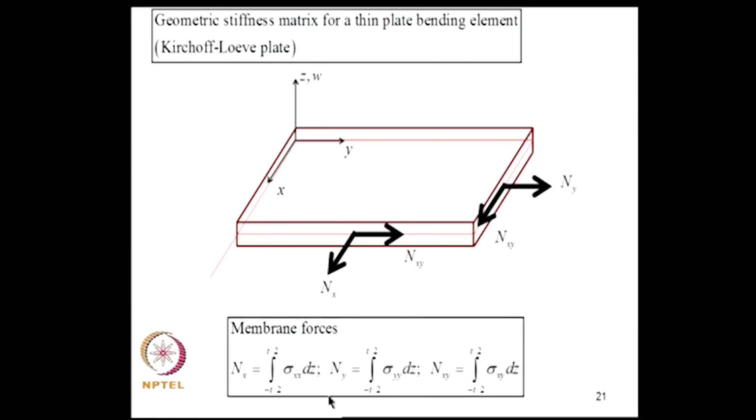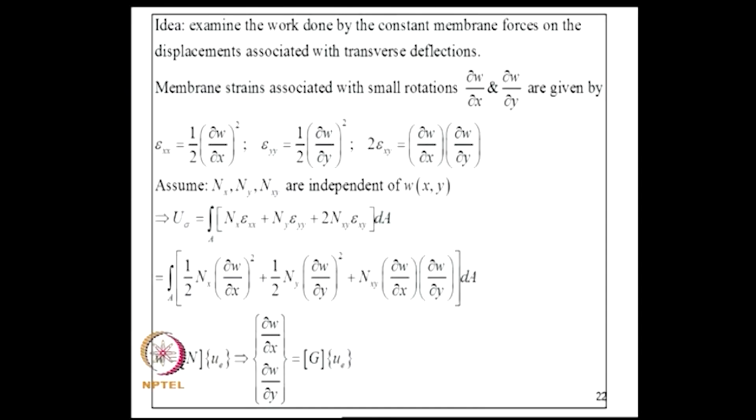Now, we will assume that in a plate problem there is a prevailing membrane stresses initially and that structure bends. So, when the straining takes place, that is due to bending, the initial stress that exists, that is the membrane initial stress that exists will not change, that is the assumption that we are making. So, the idea is to examine the work done by constant membrane forces on the displacements associated with transverse deflections. So, membrane strains associated with small rotations, these are given by this.